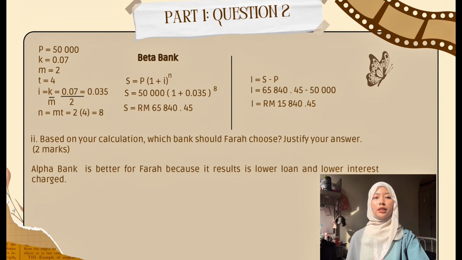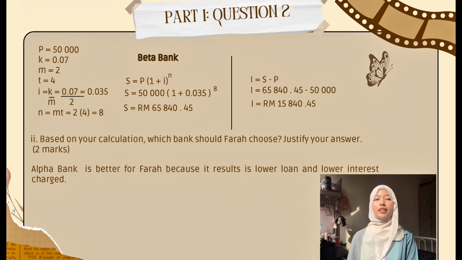For Beta Bank, the principal is also 50,000 ringgit. The annual interest rate is 7%. It is compounded semi-annually. To find the per period rate, I use the formula i equals k by m equals 0.07 by 2 equals 0.035. The number of compounding periods, I use the formula n equals m multiply t equals 2 multiply 4 equals 8.